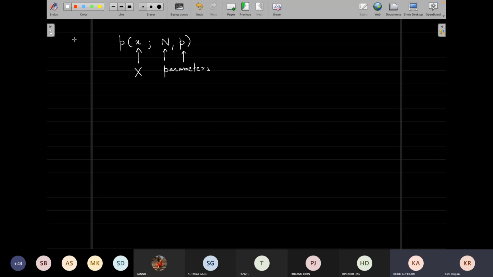So it's a very common way of writing PMF as p_X(x; n, p), where after the semicolon I am writing the parameters of that distribution. So I will say a little bit more on that soon, but we have to write it.